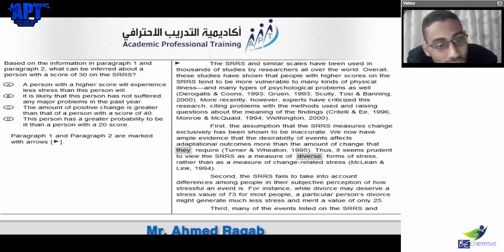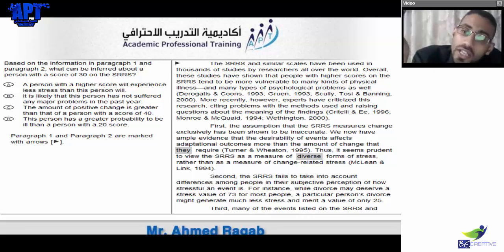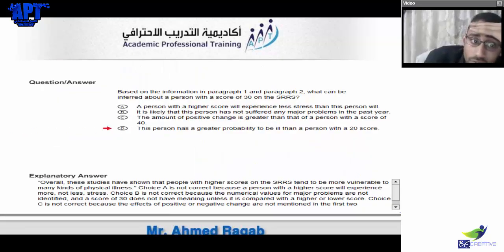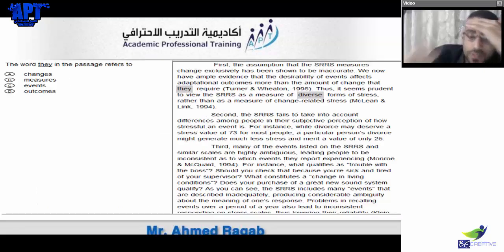No, he didn't say that. The amount of positive change is greater than the person with a score of 40. No. This person has a greater probability to be ill than a person with a 20 score. So we said the higher score you get, yes, that's correct. That's what he said: the higher score you get, that means you tend to be more vulnerable to many diseases. So this person has a greater probability to get sick. Okay.